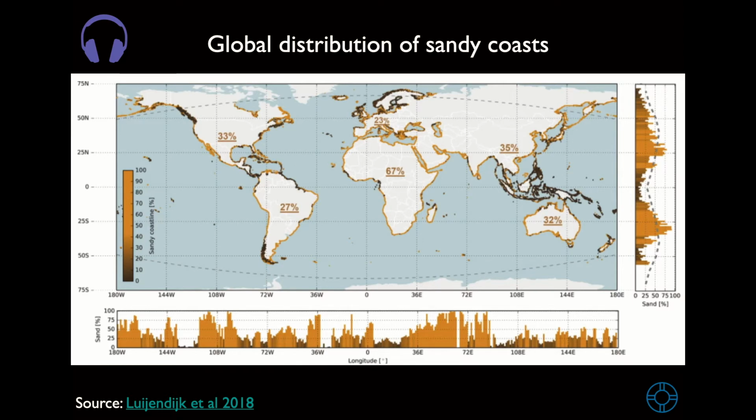Their analysis showed that 31% of the ice-free world shoreline is sandy. The continent with the highest presence of sandy beaches is Africa, 67%, while in Europe only 23% of the shoreline is sandy. Asia is sandy in 35% of its coasts and Oceania is 32%, North America 33% and South America 27%.